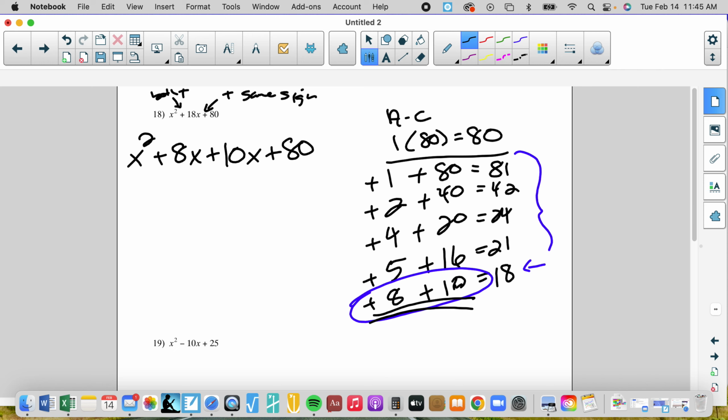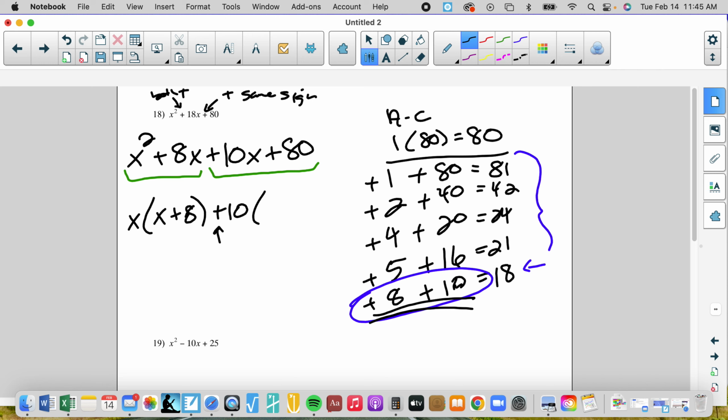And now I'm going to group. I'm going to group the first 2 and I'm going to group the last 2. I'm going to look at the first 2, x squared and 8x. I can factor out an x. That leaves me with x plus 8. I look at my second group, 10x and 80. I can factor out a 10.